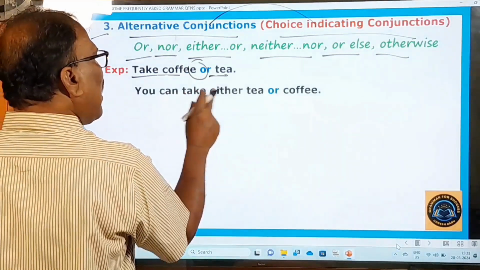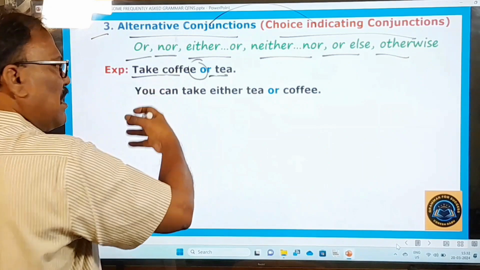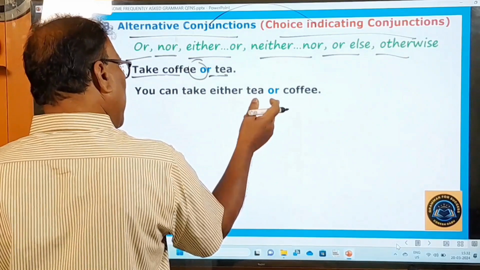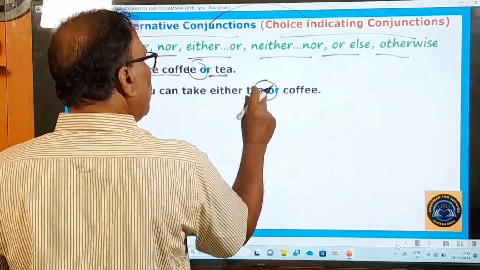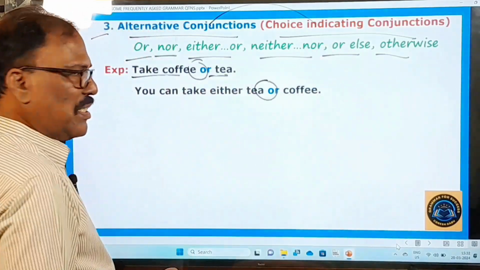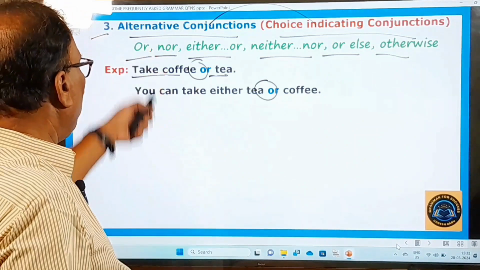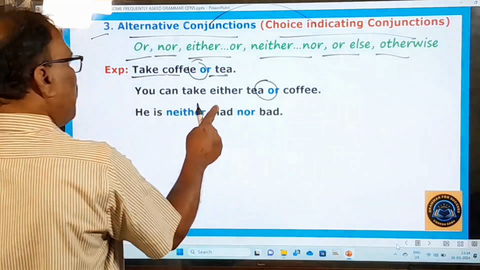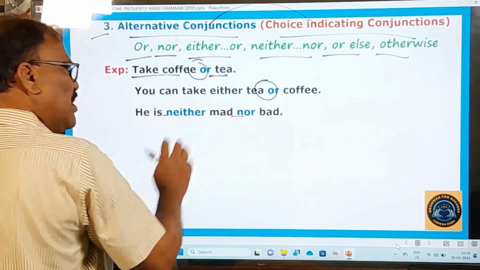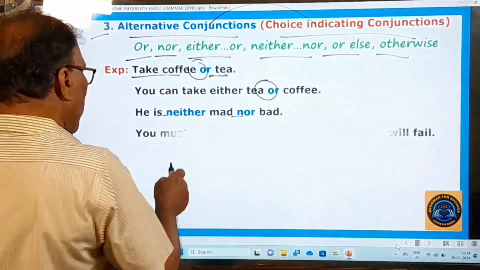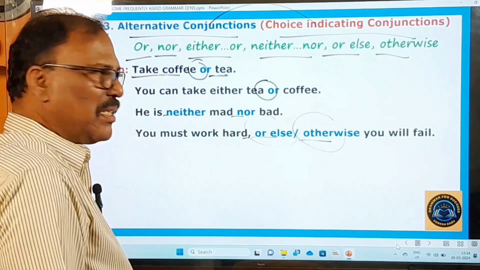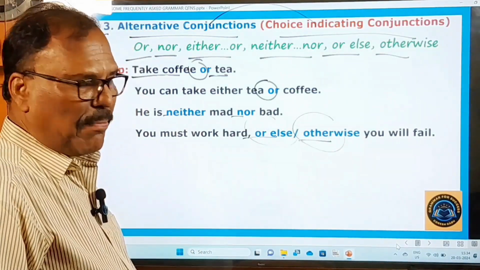Okay, you can take either tea or coffee. If this sentence is elaborated or expanded, then this statement can be seen. You can take either tea or coffee. So whenever you join two statements or two words together with the help of these conjunctions, then those sentences are called compound sentences. And you go to the next one. He is neither mad nor bad. So neither nor is a coordinating conjunction, and therefore this is a compound sentence. Okay, and you must work hard or else or otherwise you will fail. So these two are coordinating conjunctions, and therefore the sentence is called a compound sentence, right?